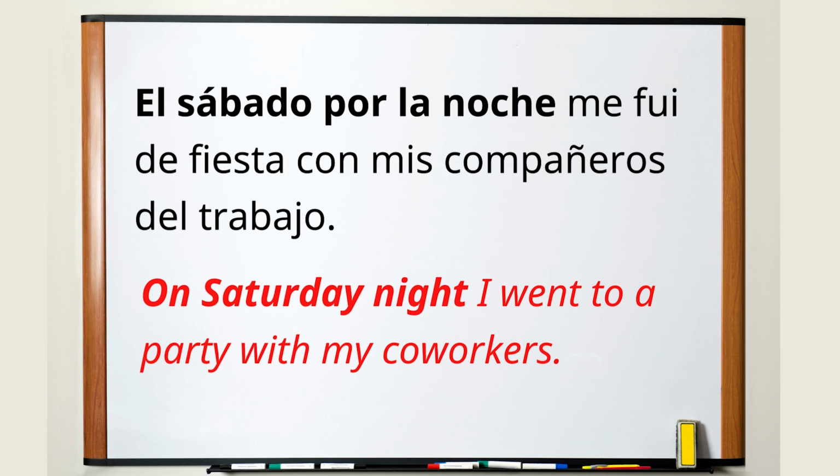El sábado por la noche me fui de fiesta con mis compañeros del trabajo. On Saturday night, I went to a party with my coworkers. Now, I would say the main thing you want to remember here is that even though the whole el sábado por la noche is bolded here, you don't always have to use el sábado. Sábado just means Saturday. So you could say el domingo por la noche, el lunes por la noche. Basically, the important part here is por la noche, which means basically at night.